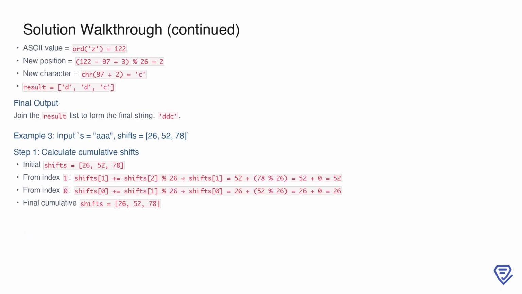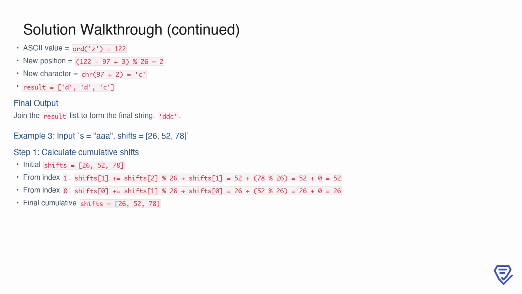Finally, for the character Z, its ASCII value is 122. Adding the cumulative shift of 3 results in a new position of 2 modulo 26, which corresponds to the character C. This makes the result list D, D, C. Joining these characters, the final output string for this example is DDC.